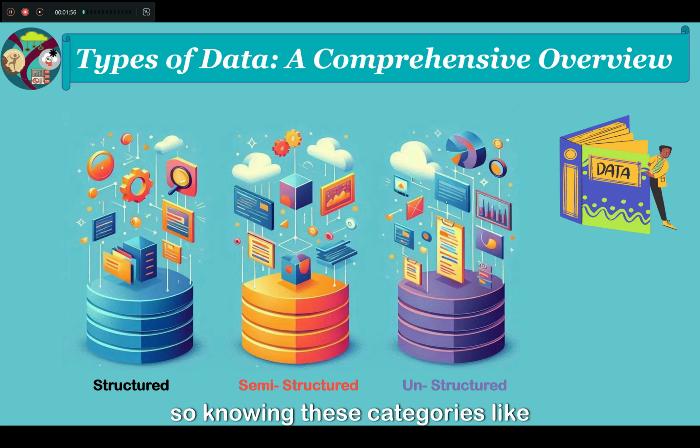Knowing these categories, structured, semi-structured, and unstructured, is essential for choosing the right storage solution for various data needs. It means if you know which category your data belongs to based on its format, then it will be easy for you to choose the right storage solution for your use case. So let's start with the first one, structured data.